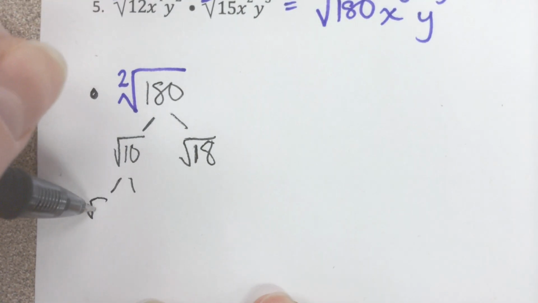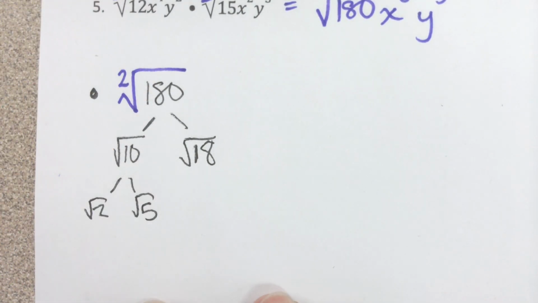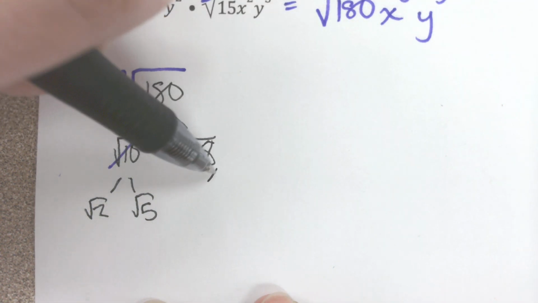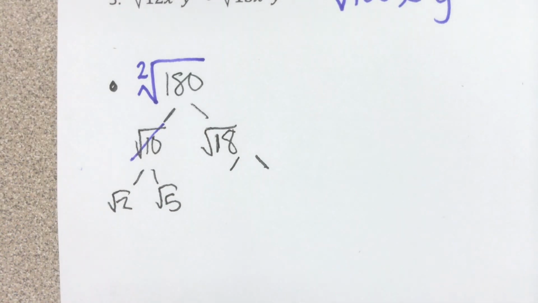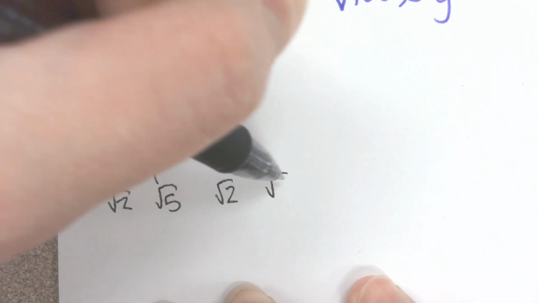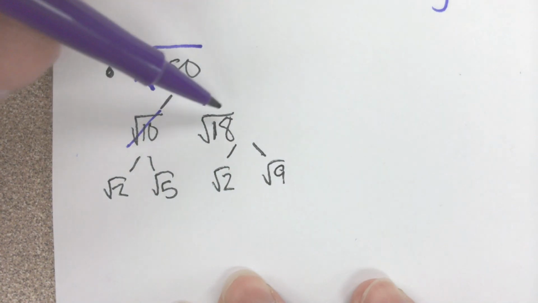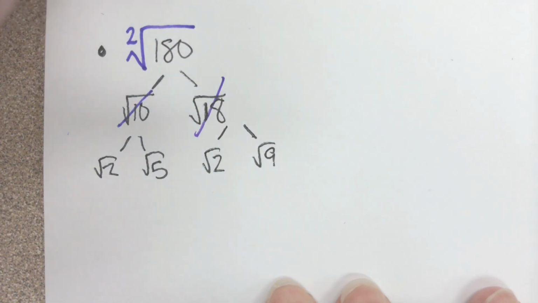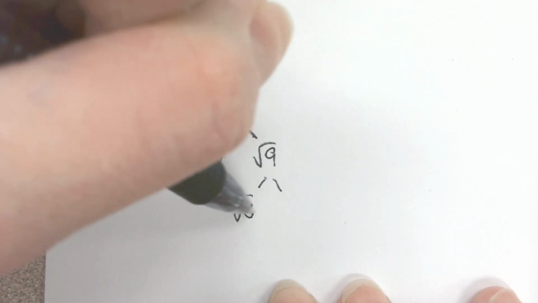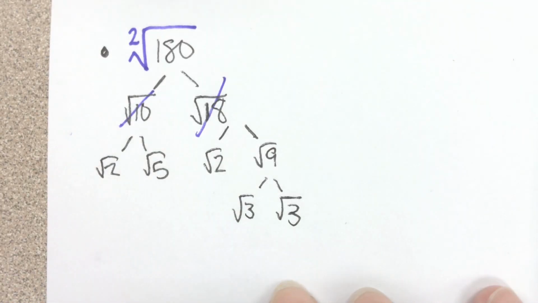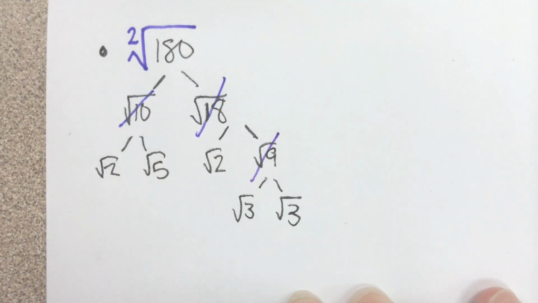And then I'll break both of those down. 10 only goes one way, 2 and 5. 10's gone. 18, you have options. 2 and 9, 6 and 3, both good options. I'm going to go 2 and 9 this time. 18's gone. And one more time, 9 breaks down to 3 and 3. And now the 9 is gone.